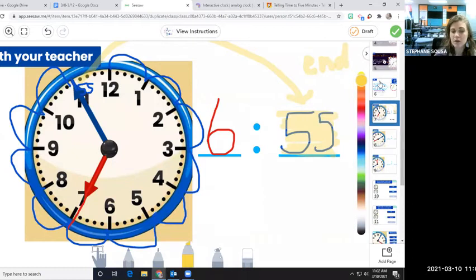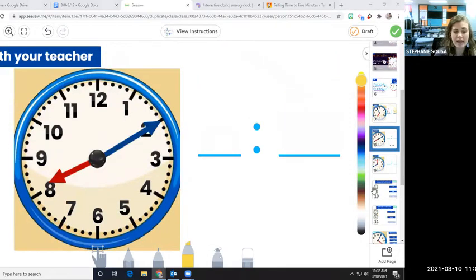Okay. Let's take a look at slide 8. On slide 8, we're going to again read the time. I'm going to look at my hour hand. My hour hand goes right here. It is past that 8. So it is in the 8th hour, or the 8 o'clock hour.